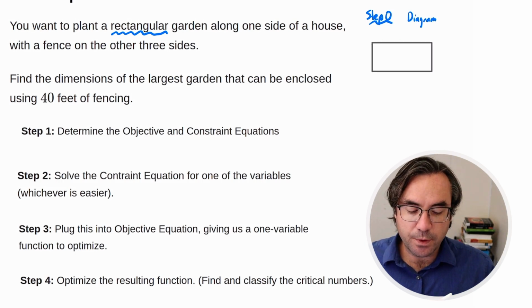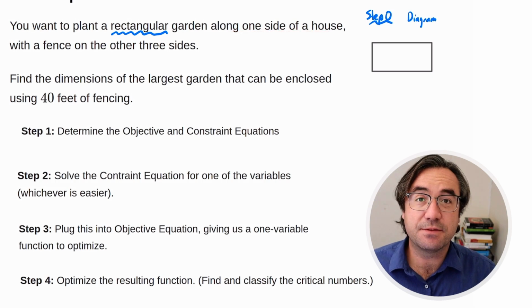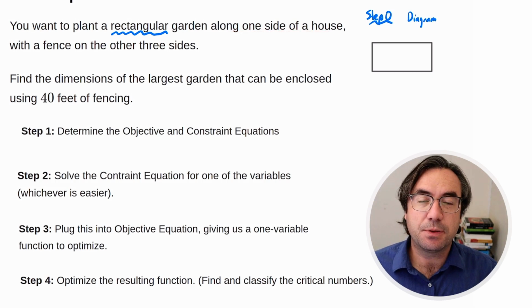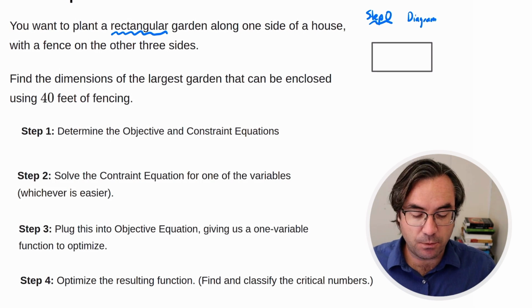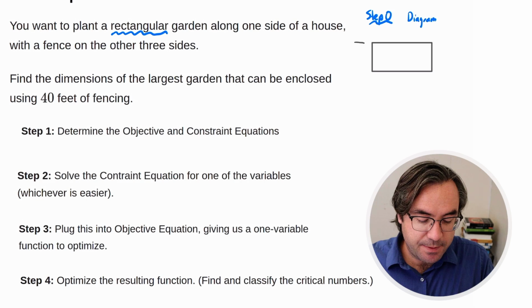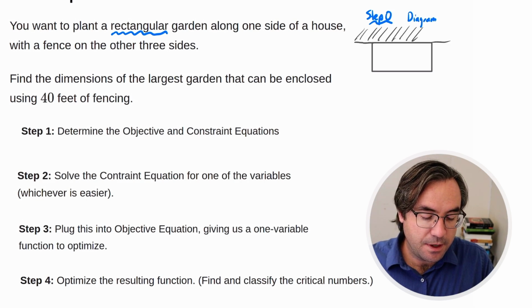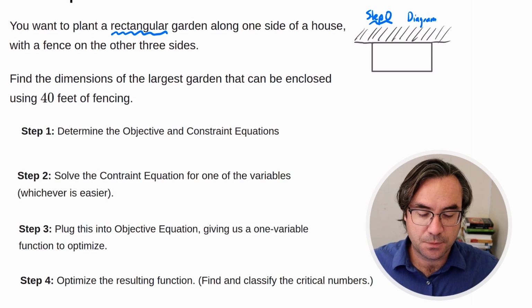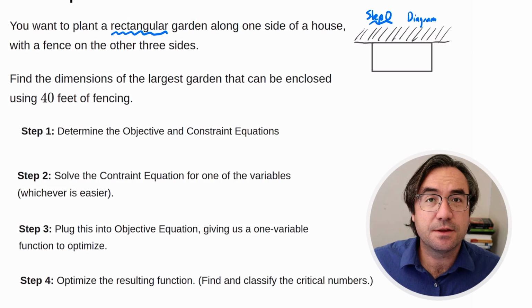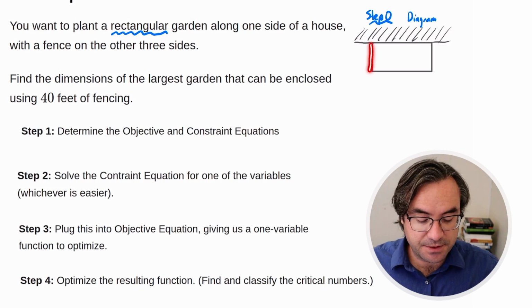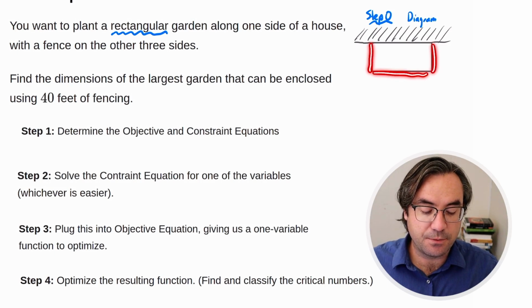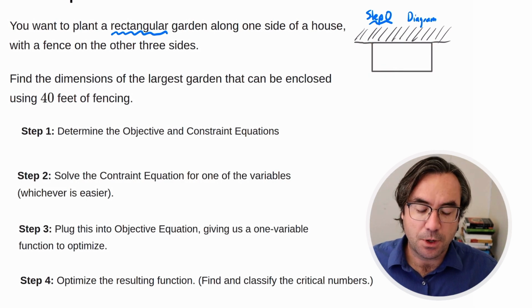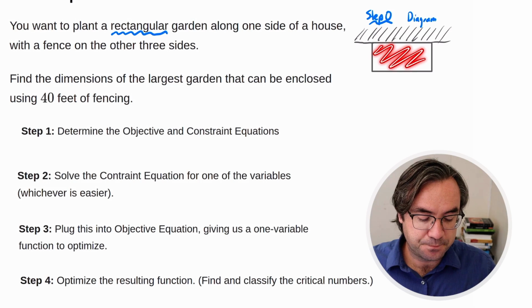And what we want to do in this case is one side of this garden, one side of this rectangle, is going to be planted alongside a house. So let's just pick one of the sides. Let's maybe make it this side over here. And this is where we have our house. So when we go to fence in the other three sides, we're going to put a fence here, we're going to put a fence here, and then we're going to put a fence here. All right, so we've got our garden going.